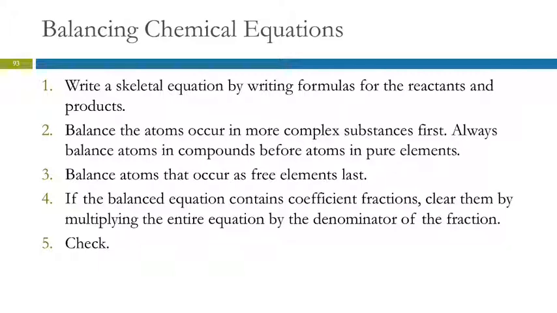Balance the atoms that are in more complicated substances first. You want to leave any pure elements for the end, just sort of a practical aspect. You can end up with fractional coefficients, and so you need to get rid of them at the end by multiplying everything by the denominator of the fraction. If you hate fractions, you can avoid getting fractions and not have to worry about that. Lastly, check, because it's easy to screw up.